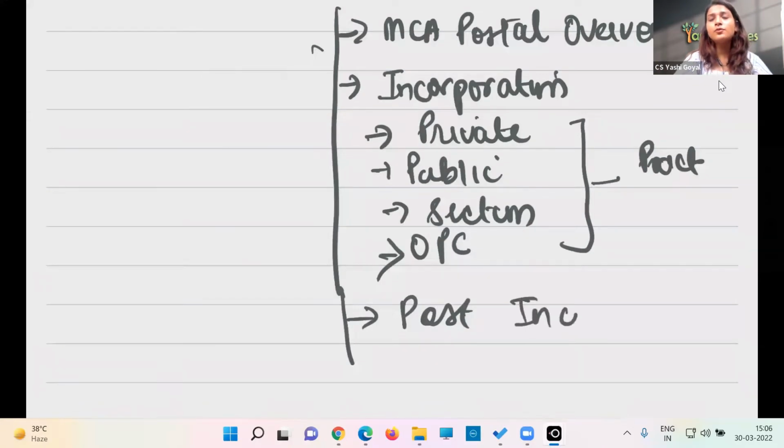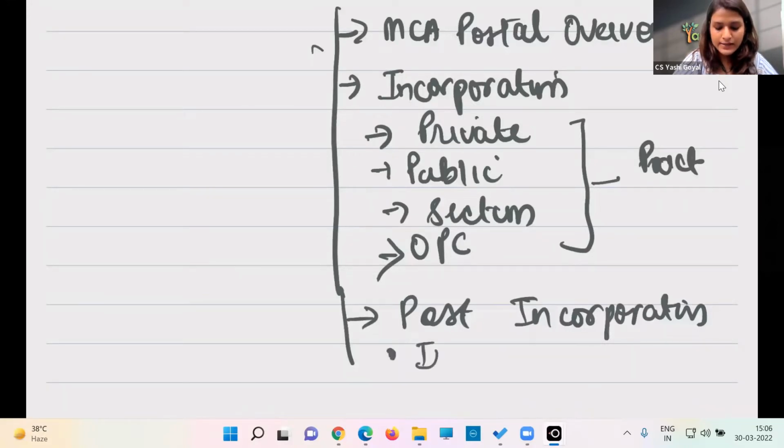Post-incorporation compliances are those compliances which are mandatory to be complied with just after the incorporation of the company. For example, Form INC 20A. Form INC 20A is for the commencement of the business. That is to be filed within 180 days of the registration of the company. If you don't file that form, a penalty would be attracted, and even the company can be closed. You can't start a business without filing that form. So I would be teaching you post-incorporation compliances.